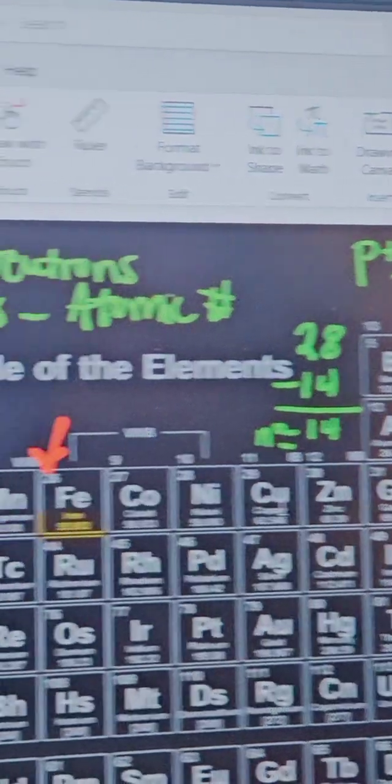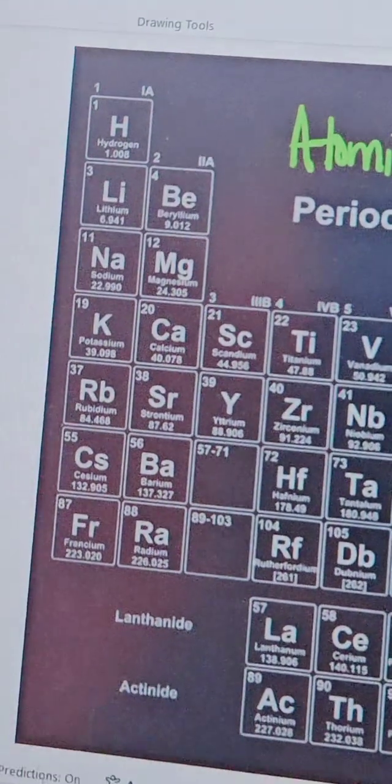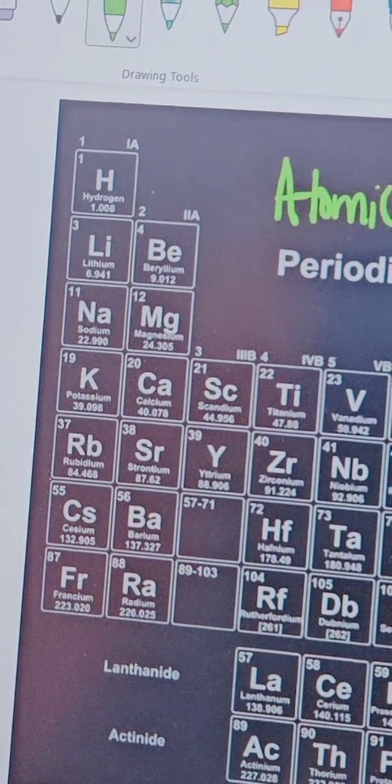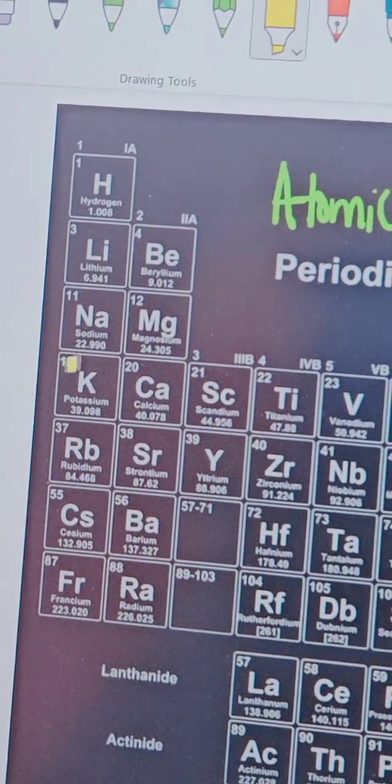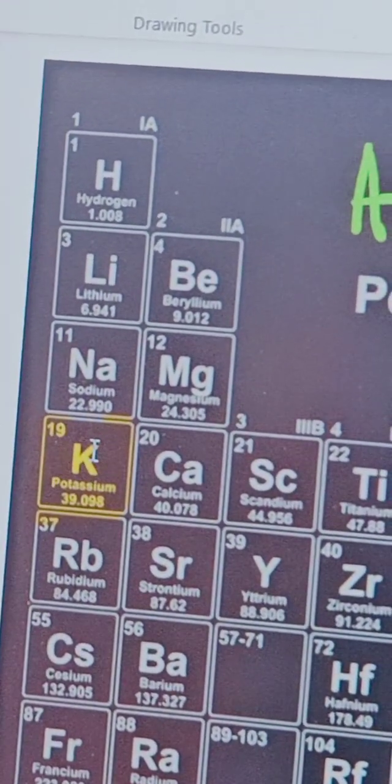Now, let me switch on over to this side of town. Let's look at potassium. Right here. Potassium. See that number right there? Element number 19. And let me zoom in a little more so you all can see the mass number.